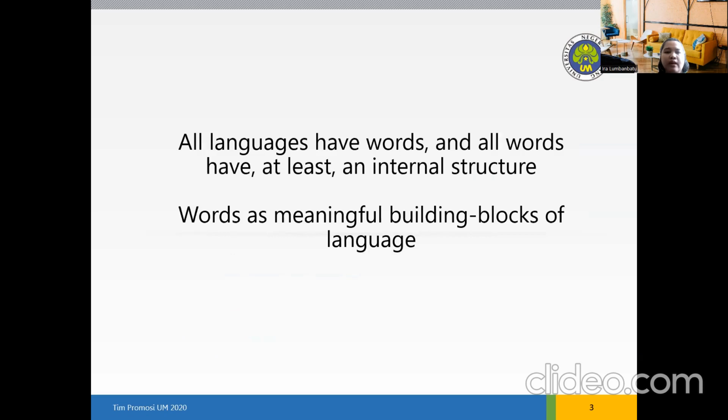Okay, so now let's see this. All languages have words, and all words have at least an internal structure. Just like in Bahasa, we have the internal structure of Bahasa. If it is analyzed based on morphology, we have single words. And there is also a statement here: words are the meaningful building blocks of language.